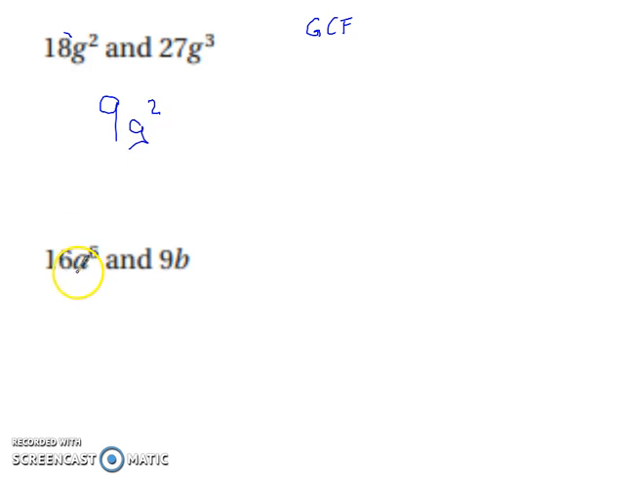And now let's try this one. So we have 16 and 9. The greatest common factor between those two is just 1. And then we have some a values. We have a to the 6th, and then we have b. Well, they don't share anything in common there for variables, so it's just going to be 1.